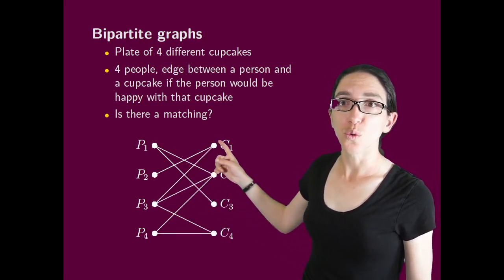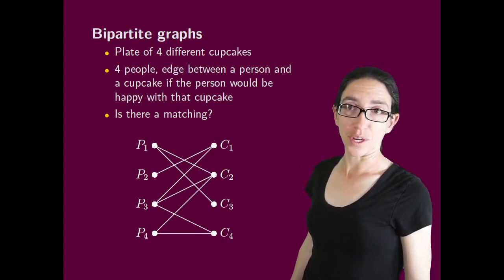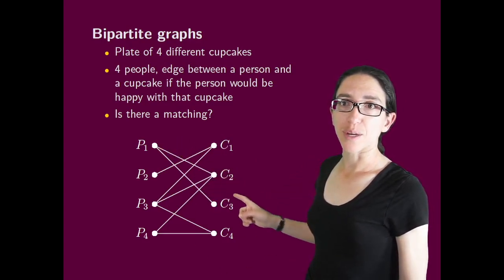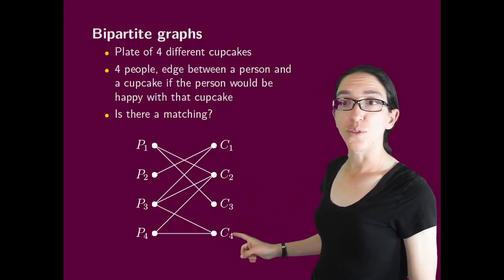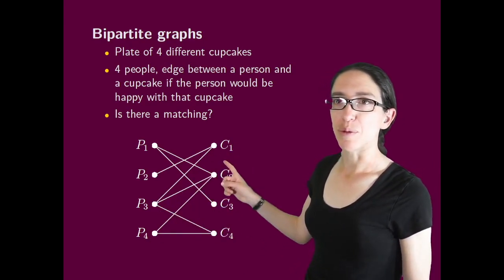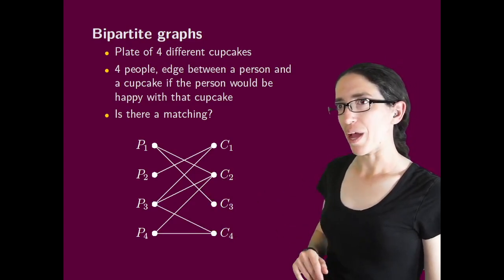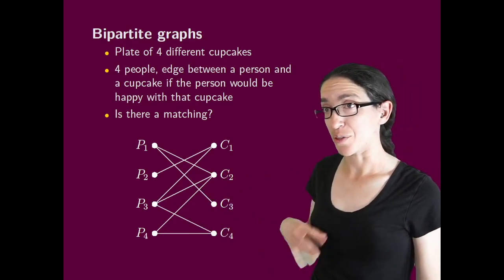Person 2, for instance, only likes the type of cupcake that's C1. But person 1 is okay with either cupcake C2 or C3. Person 3 is okay with cupcakes C1, C2, or C4. And person 4 is happy with C2 or C4. Is there a way to match the people with the cupcakes so that everybody's happy?